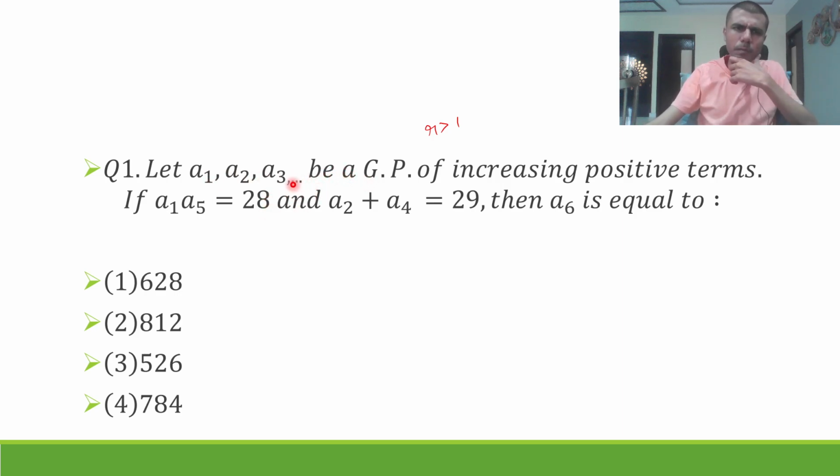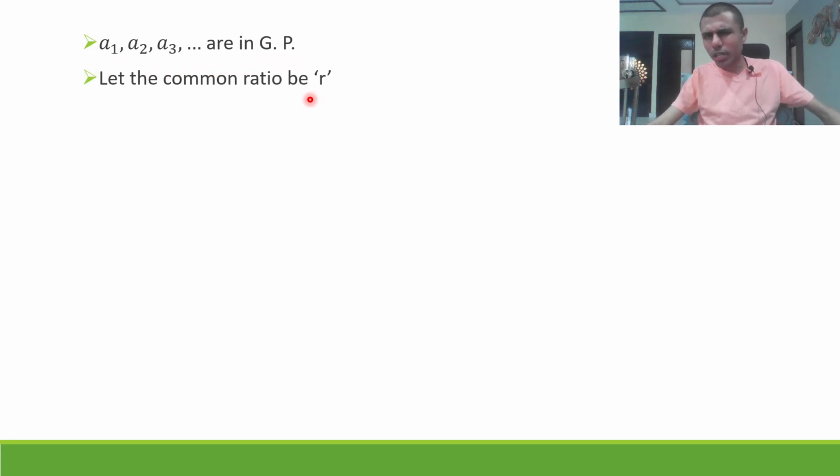Fine. Next, they also gave us that A1 into A5 is 28 and A2 plus A4 is 29. A pretty simple question, and they're asking A6. A pretty simple, straightforward question this is. I would say it is an easy question. A1, A2, A3 are in GP. Let the common ratio be R. Here R is greater than 1. I already explained to you why R is greater than 1.